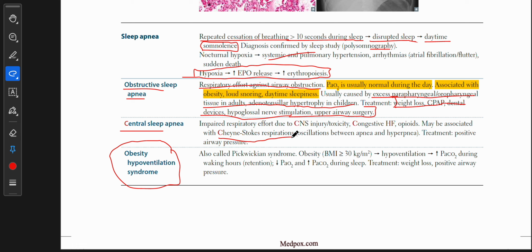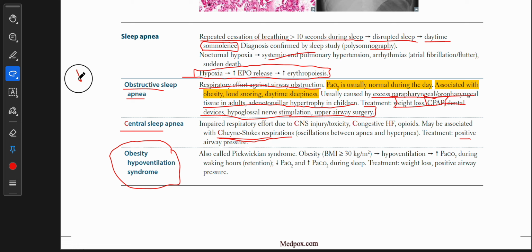Cheyne-Stokes respiration is basically an oscillation between apnea and hyperpnea. Treatment is positive airway pressure. It's actually continuous positive airway pressure, that is CPAP, right here. Okay, that is the treatment of sleep apnea. And also Cheyne-Stokes breathing, and there is also another kind of abnormal breathing that is called Biot's breathing. And the oscillation between apnea and hyperpnea occurs due to underlying physiology.